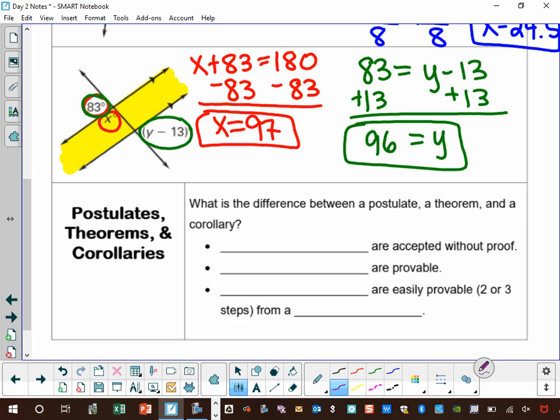All right, the last little bit here. What is the difference between a postulate, a theorem, and a corollary? We at least wrote down postulate and theorem earlier. We've not talked about corollary yet, but we will later down the road. Postulates are accepted without proof. Theorems, just like if you have a theory about something, theorems are provable. And a corollary is easily provable.